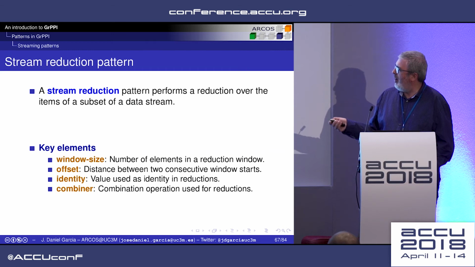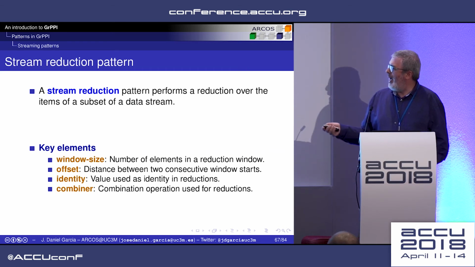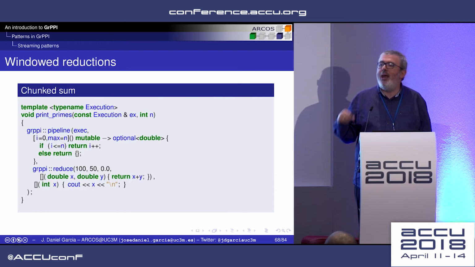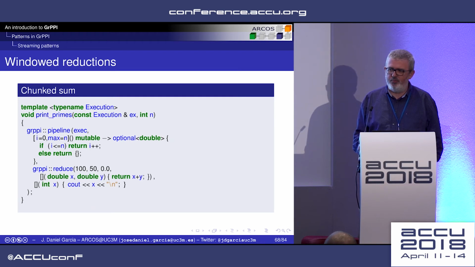So here, for example, I'm getting numbers, and I am computing reductions, which is adding all those elements in windows of 100 elements, starting a new window every 50 elements. So those are overlapping windows.